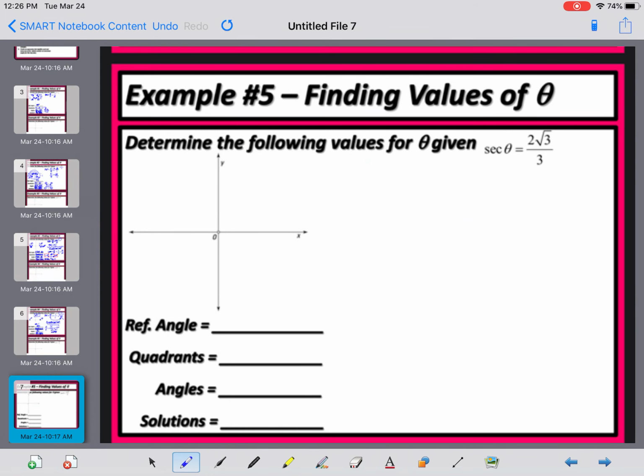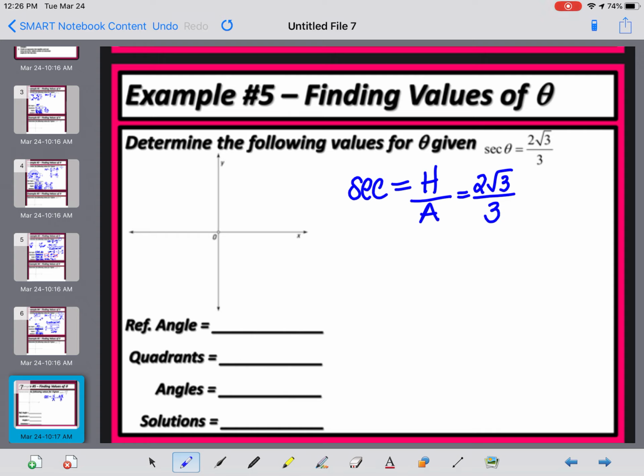Okay, one more. So, I'm looking at this, looking at my ratio, 2 root 3 over 3. Okay, so secant comes from cosine, which means that the ratio for secant is hypotenuse over adjacent. Well, this is weird again. An adjacent side that equals 3 and a hypotenuse that equals 2 root 3. So not only does that not fit for any special right triangles, it also doesn't fit for quadrantals right now.